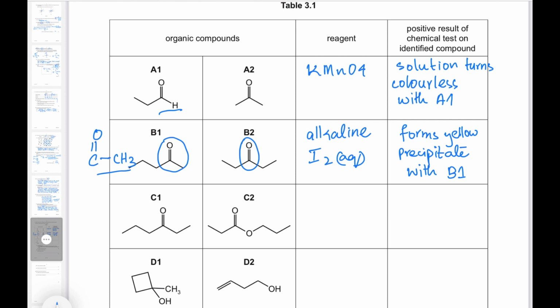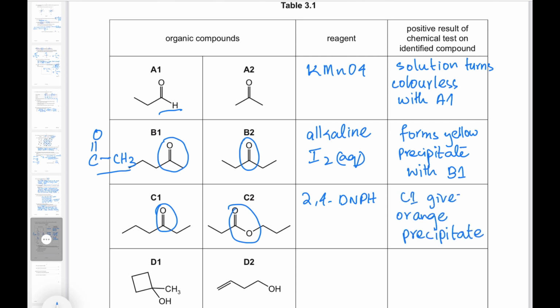In the third row, you've got a ketone and an ester. Ketone or aldehyde, both of which are carbonyl compounds, would give a positive result for 2,4-DNPH, which is how you can differentiate between these two. And it would form an orange precipitate.